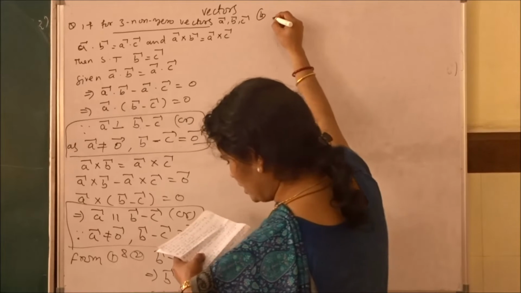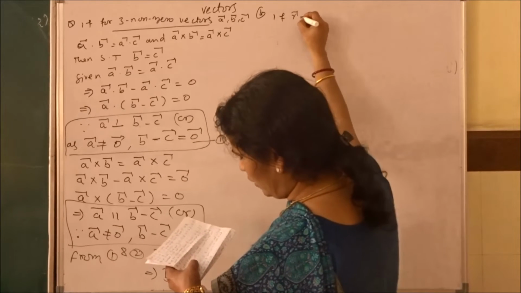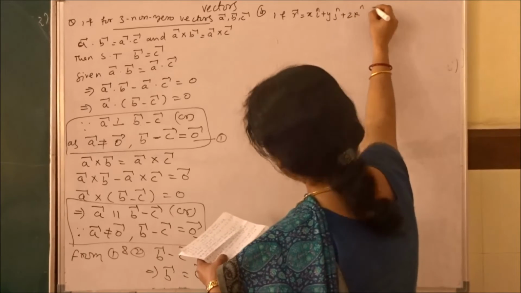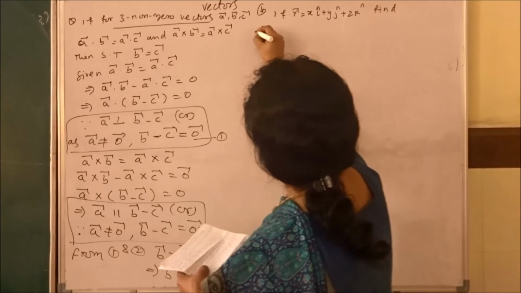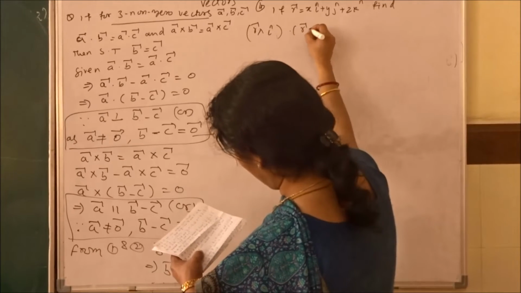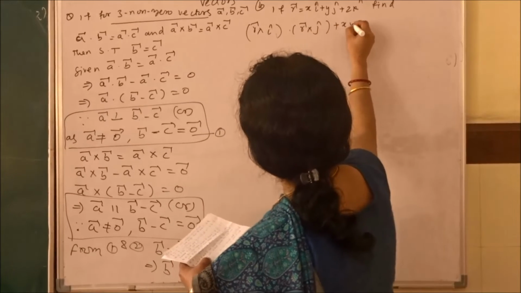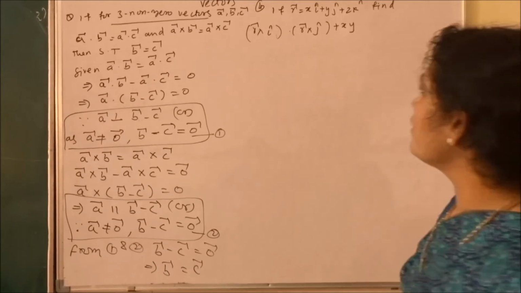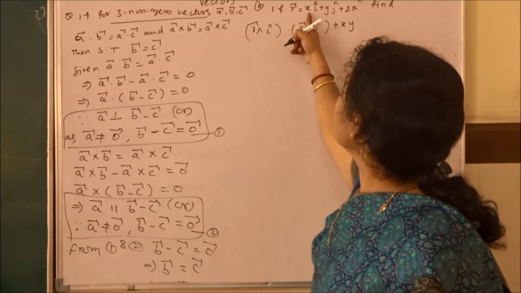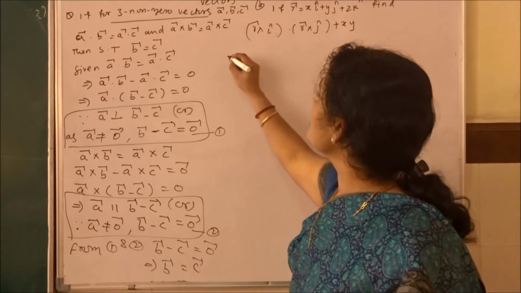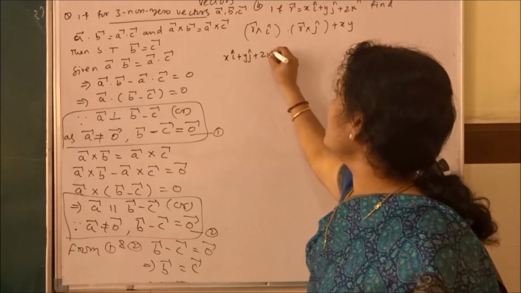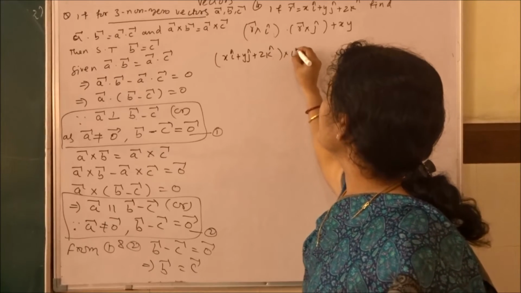And next, the question is saying, if R vector equals xi plus yj plus zk, find R vector cross i dot R vector cross j plus xy. This is just for one or two more questions they will ask like this. Now let R vector be xi plus yj plus zk. R vector means xi plus yj plus zk, cross i cap.